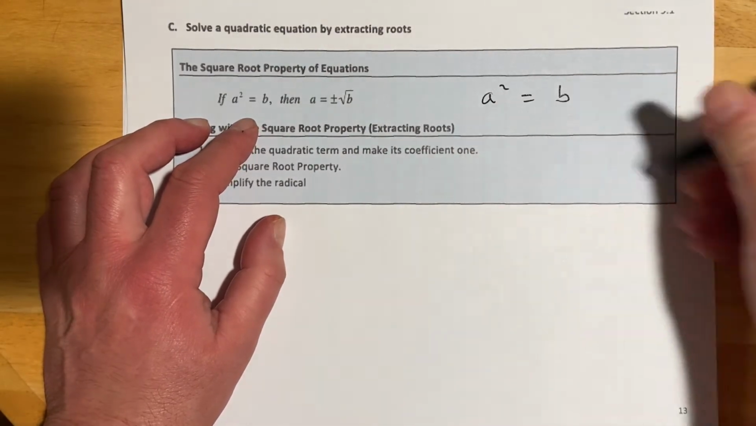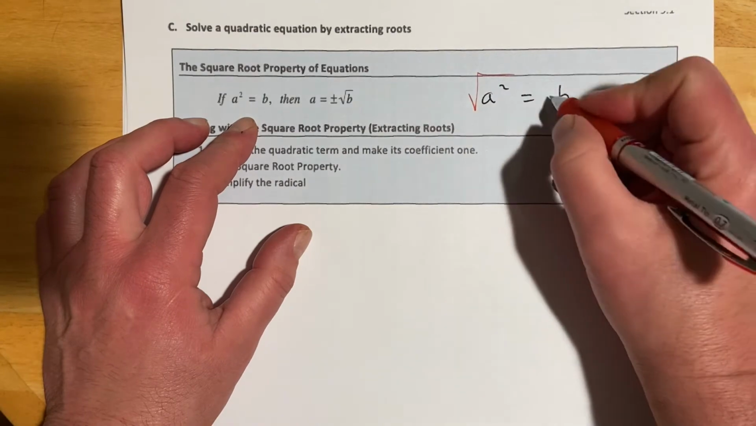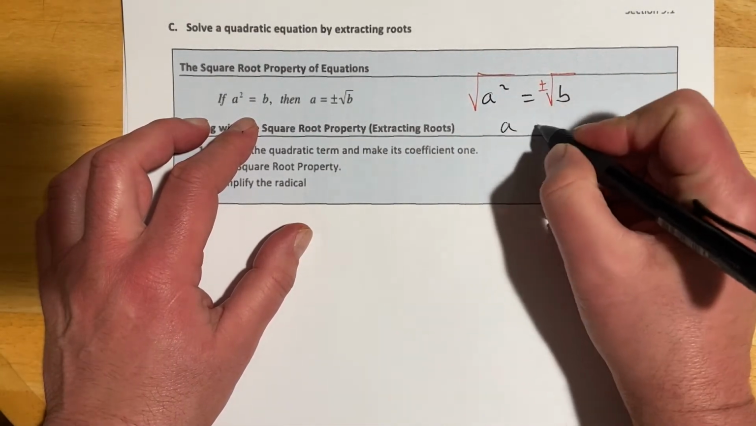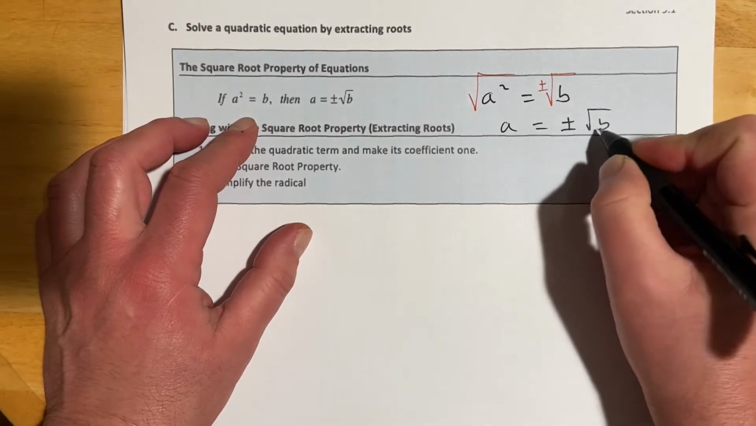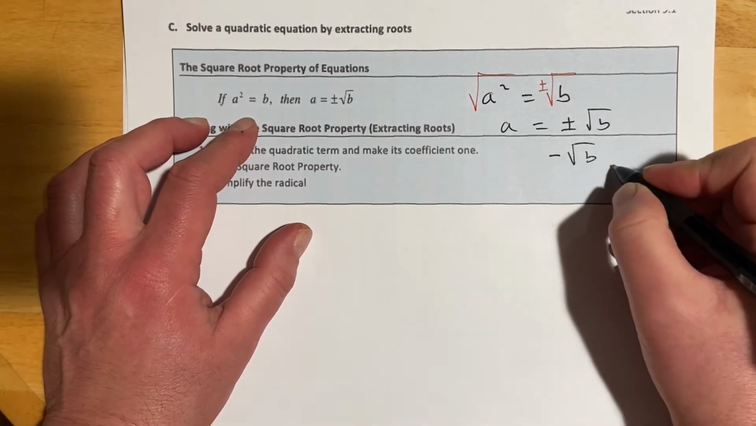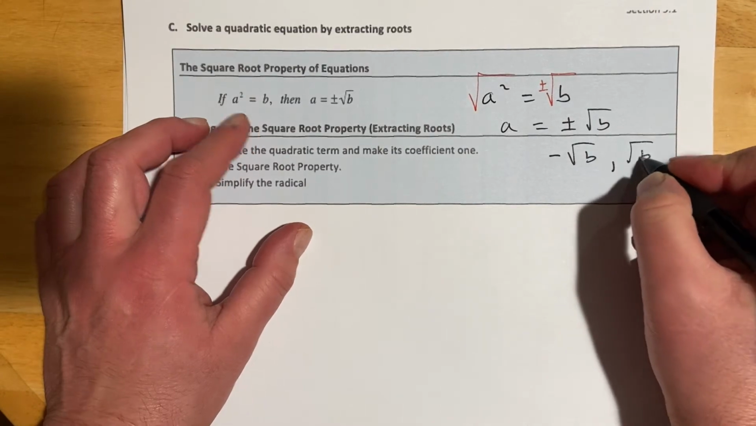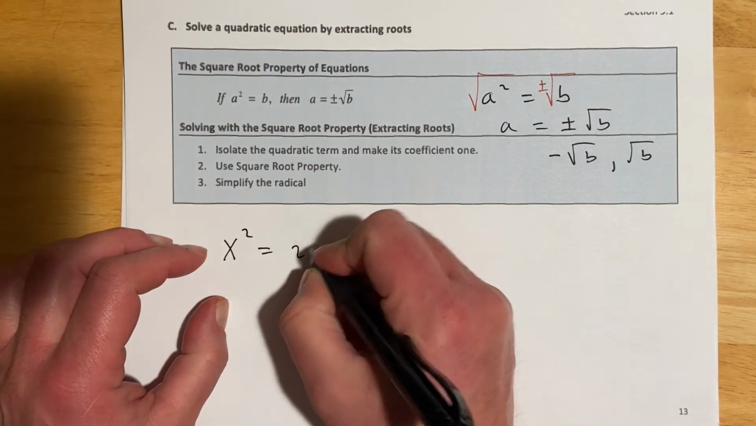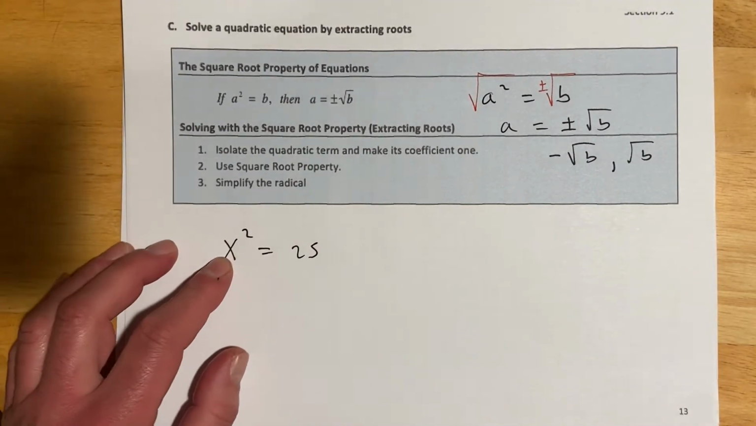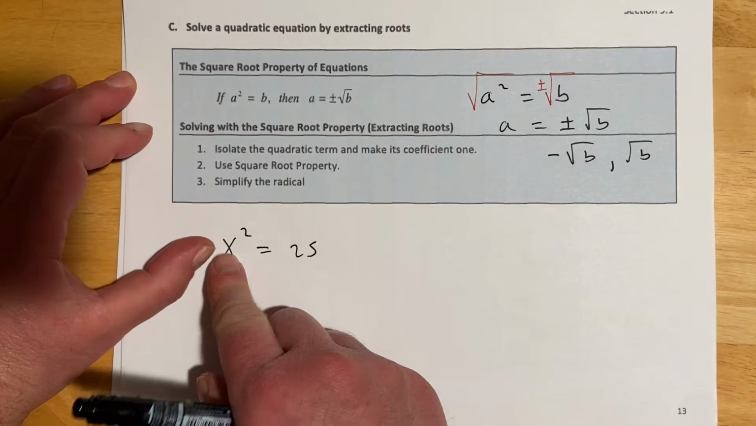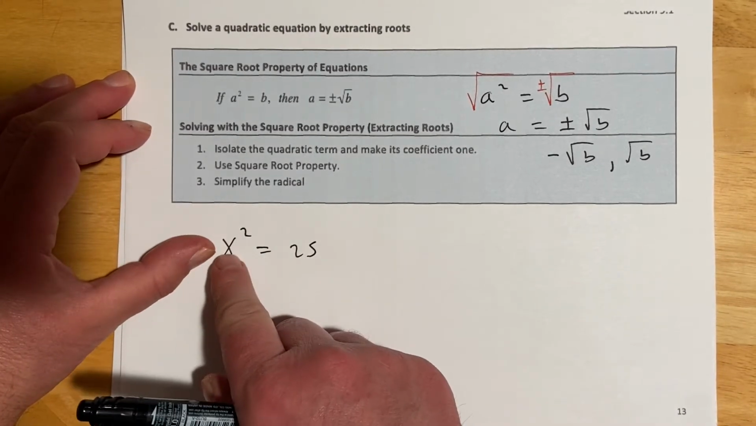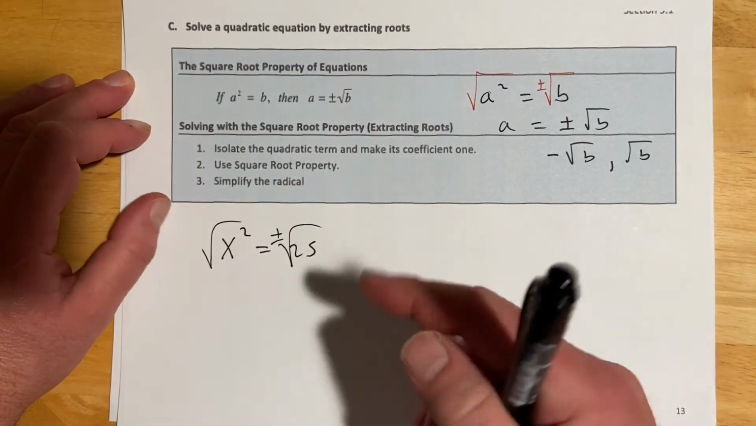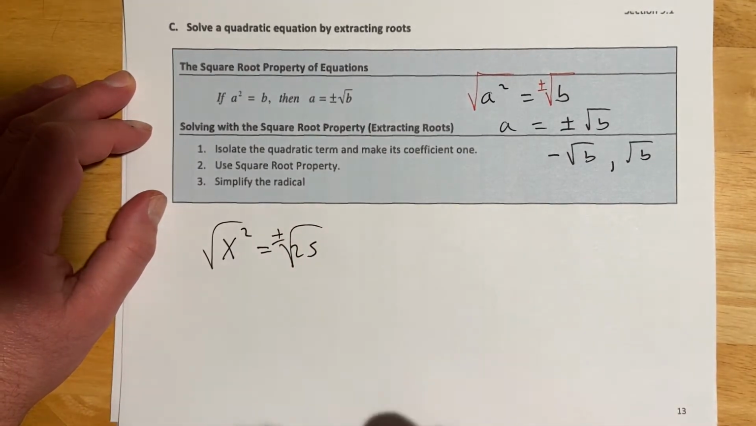So given a squared equals b, if I take the root and then that plus or minus, I get a equals plus or minus root b. So what this is saying is a could be negative root b or positive root b. The reason for that is if you think of something like x squared equals 25, there are two values that make this true. Negative 5 times negative 5 would make 25, as would 5 times 5. So when I take the root, I have to allow for both possibilities, the positive and negative roots.